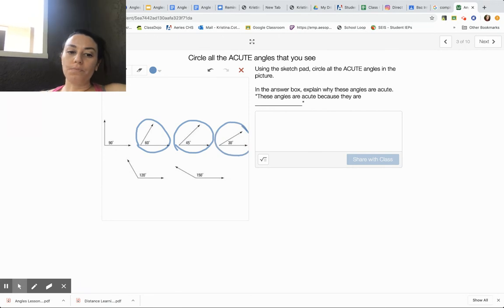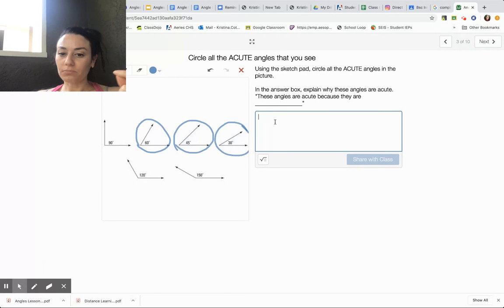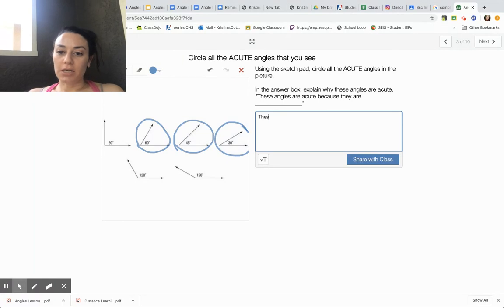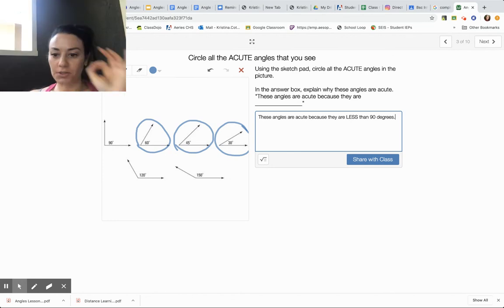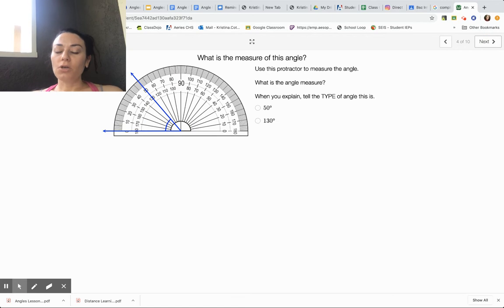So what about 120? Is that less than 90 or more than 90? That's not acute. That's actually called obtuse because it's more than 90. And 150 is obtuse, like a big angle. So that's not less than 90. It's more than 90. So for our answers, we're going to say these angles are acute because they are less than 90 what? 90 degrees. Okay, that's what that little circle is. It's degrees.